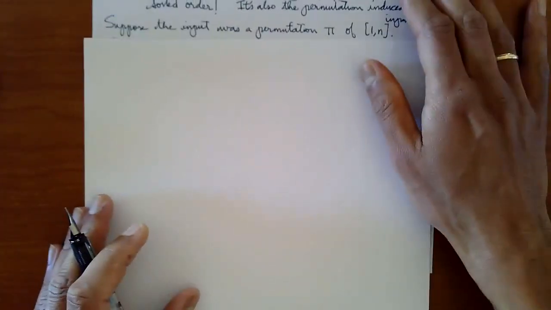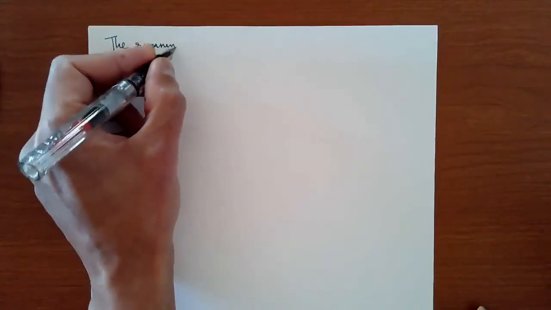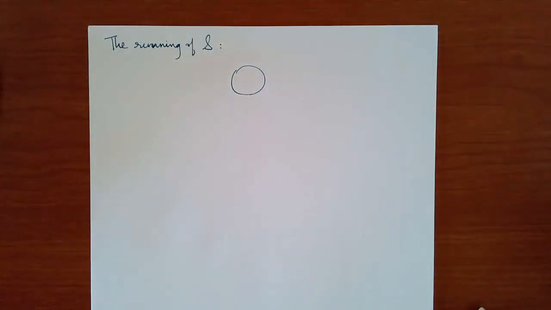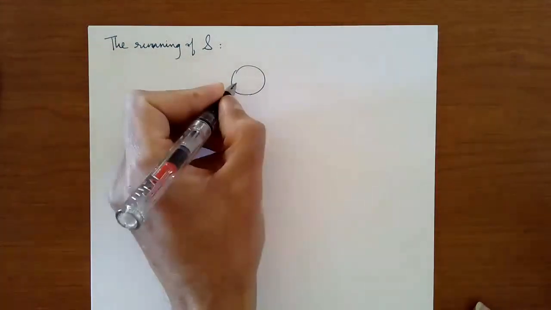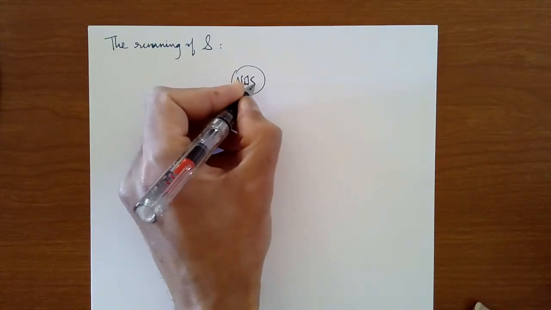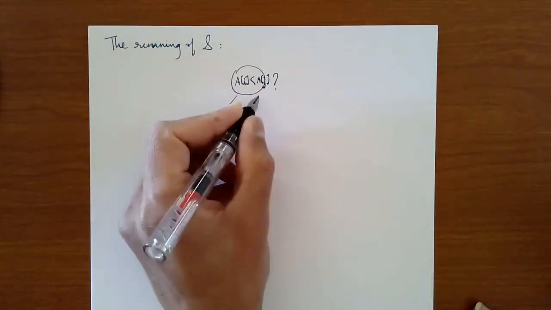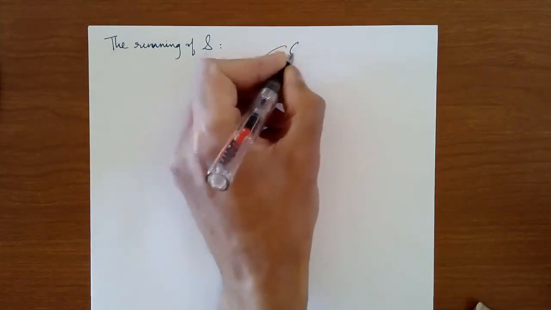Okay, so what do I mean is, let's look at the running of the algorithm S. What it does in any particular node is at the very beginning, it's going to make a comparison. So maybe it'll compare A I less than A J. It's going to ask, is A I less than A J? And the answer would be yes or no. This is the comparison.